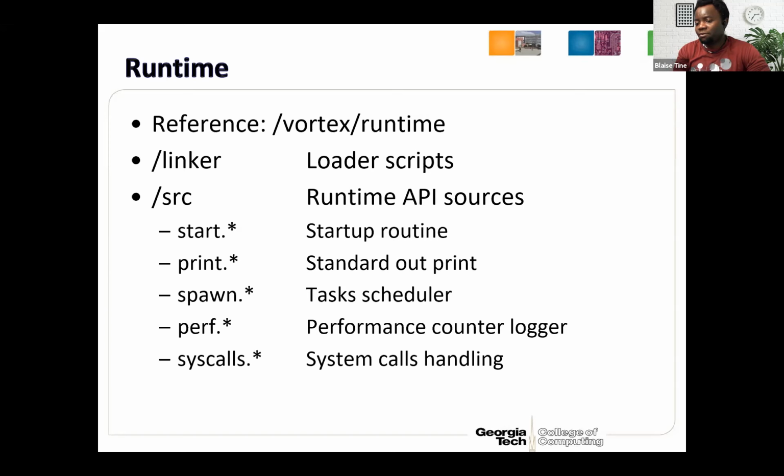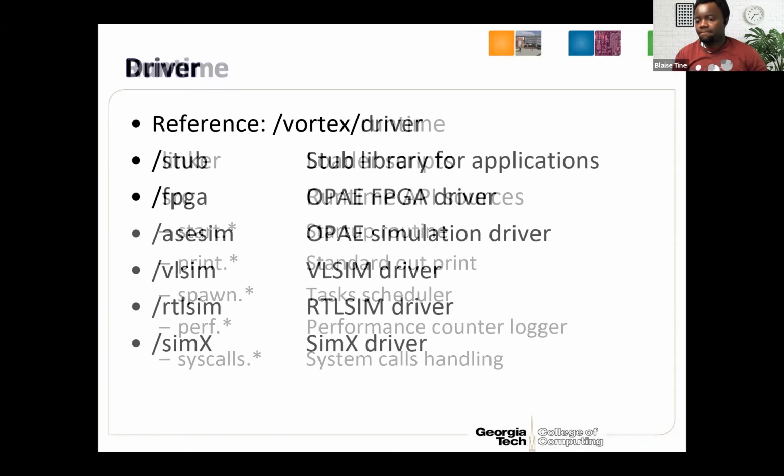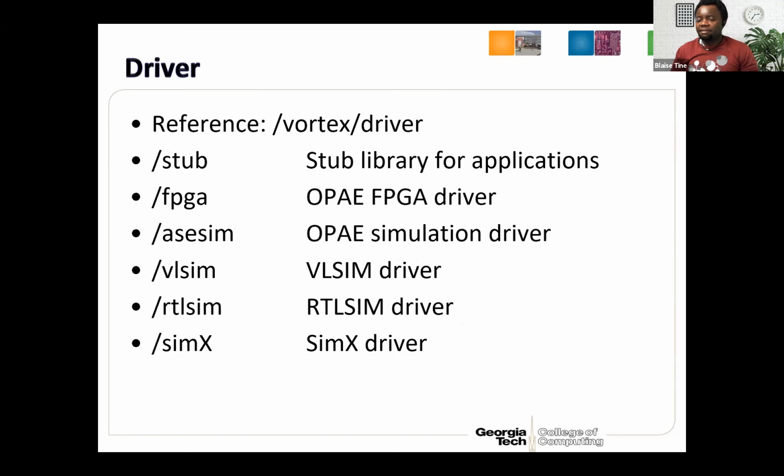This is where we have the library that implements the performance counter logging. And then the system calls. These are system calls that we redirect into Vortex, for instance many of the system calls that are part of the C library. And in the driver section, a driver in Vortex is the component that enables the communication between your application and the processor.